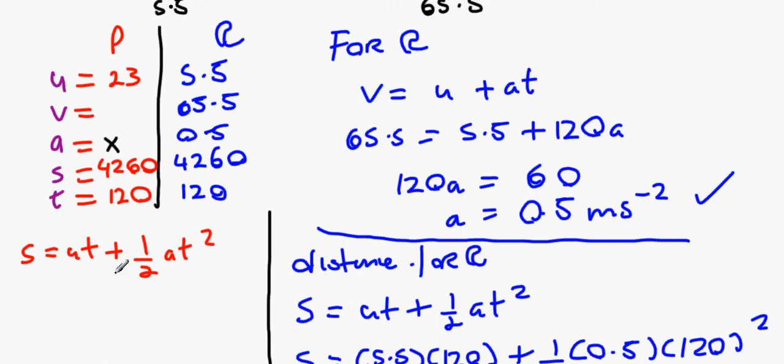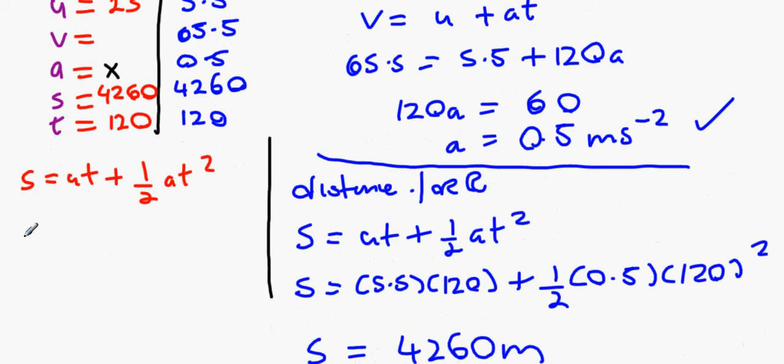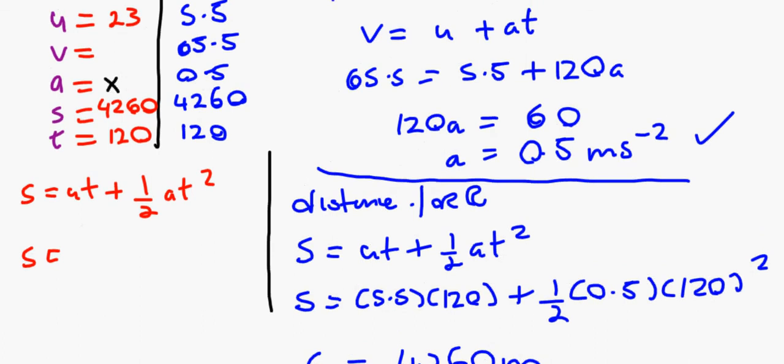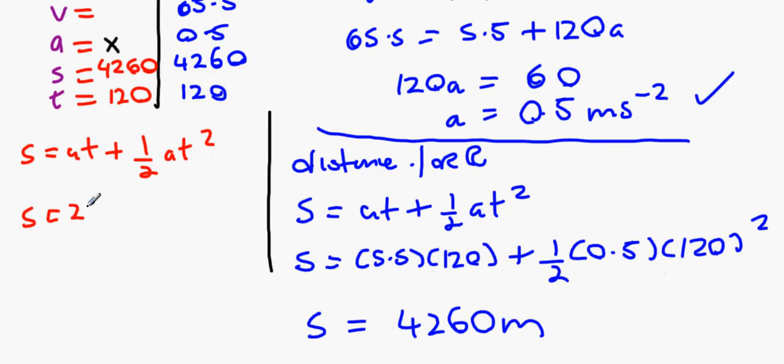Then let's just put in our numbers. So S is going to be equal to, sorry, 23 times T, which is 120, plus a half times A times 120 squared. Okay, and as we know about S, S equals 4,260.